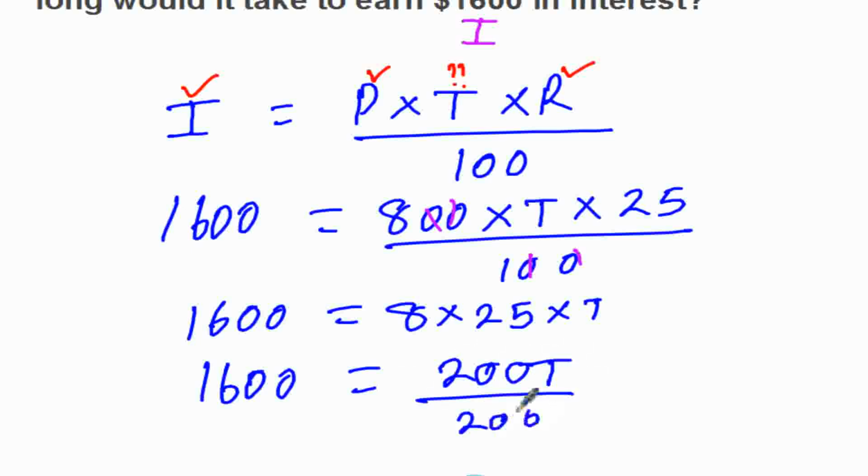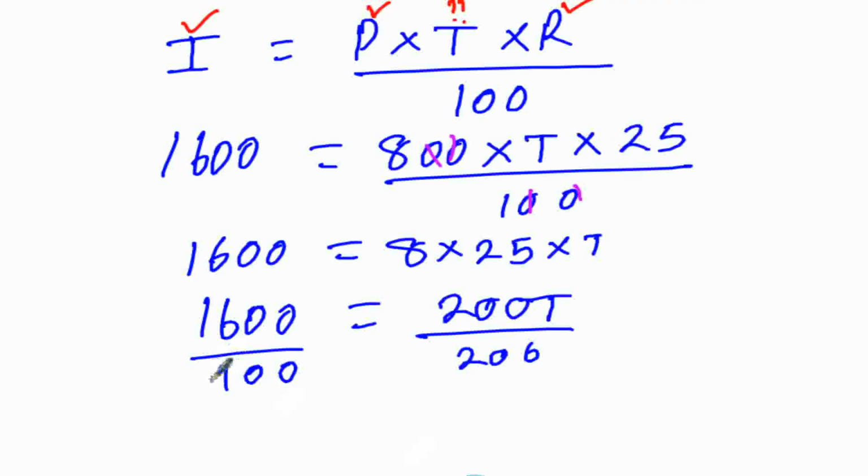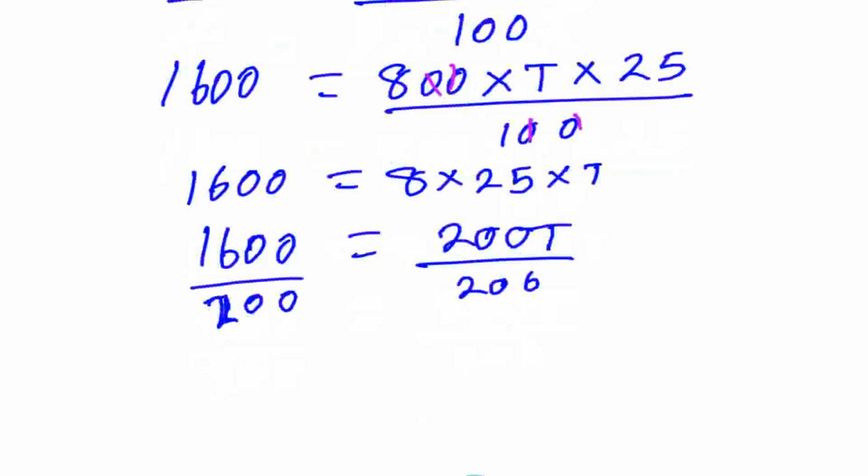Divide by 200 on both sides. So we get our T to be, these zeros will cancel, and we remain with 16 divided by 2, which is 8. So our period is 8 years.